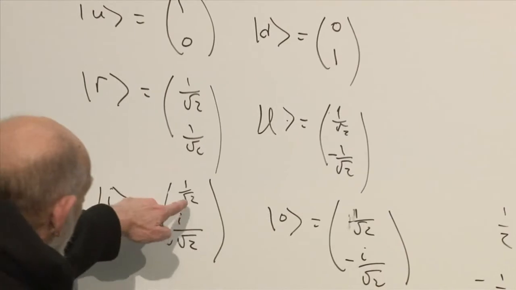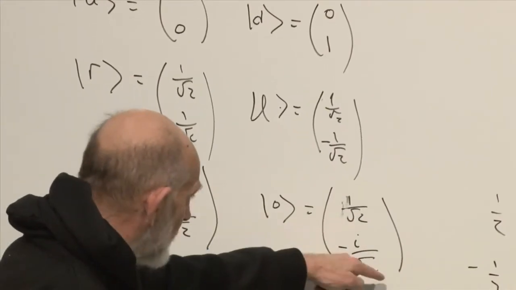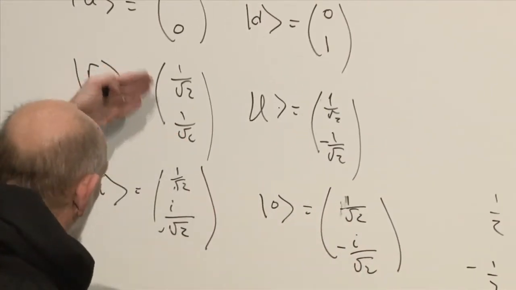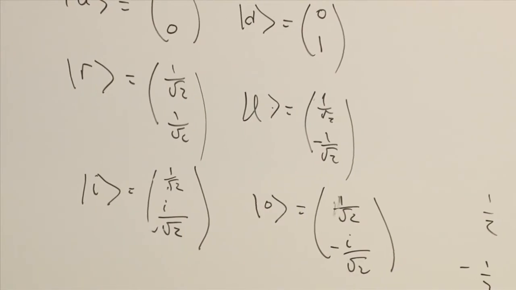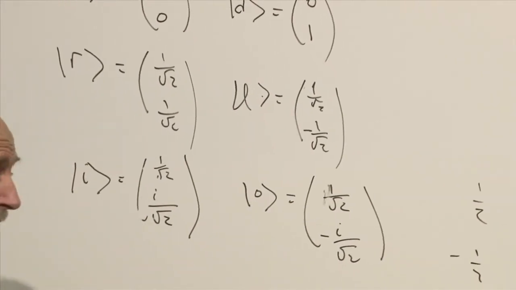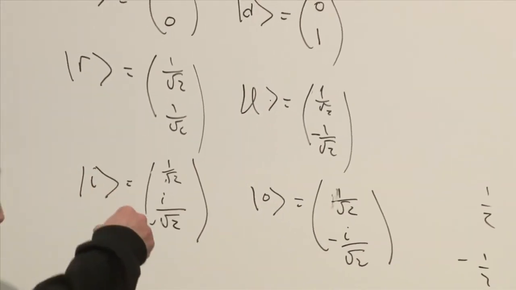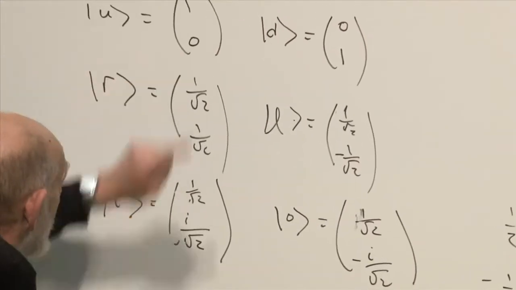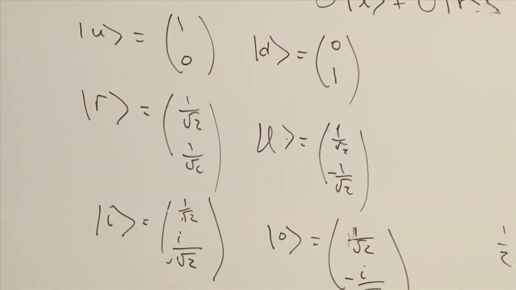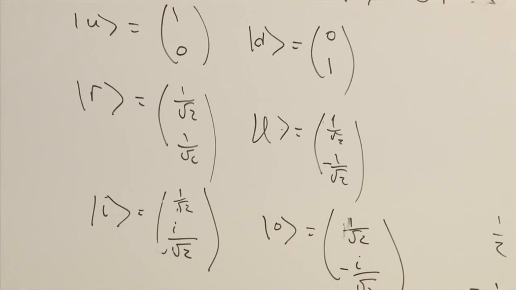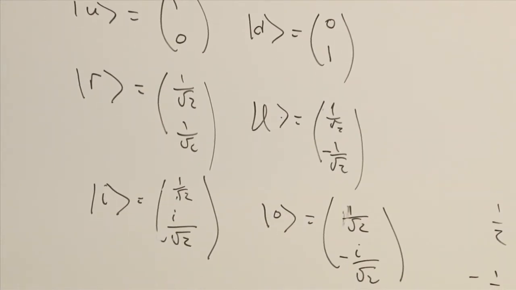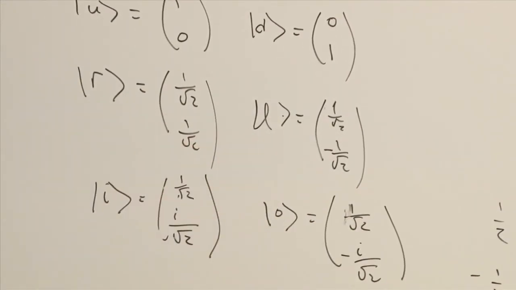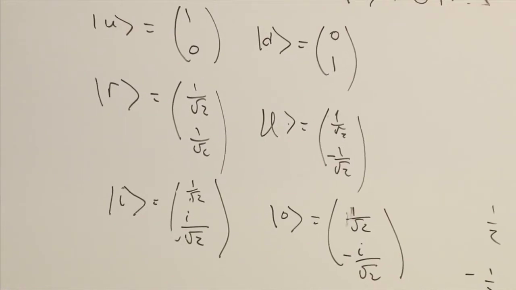The magnitude of the coefficients here, the square of the magnitude of the coefficients, are each equal to 1/2, which proves that if you're in the in state or the out state, the probability of being up or down is 1/2. How about the probability of being left or right?